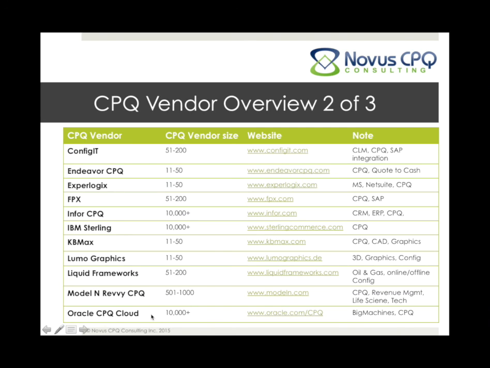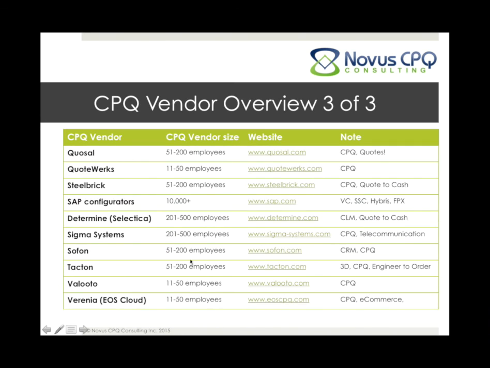This one over here you probably all know. In 2013, Big Machines was acquired by Oracle. They rebranded it. It is now Oracle CPQ Cloud. It has a lot of capabilities. They added a lot to it. They have a big team. They can probably do a lot, especially in the complex manufacturing area as well. Check this out if that's something that you're interested in.